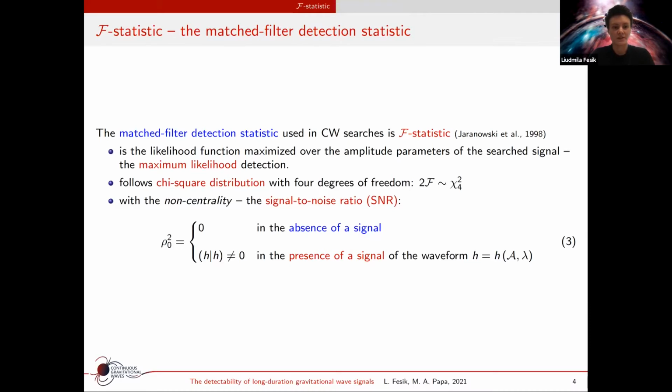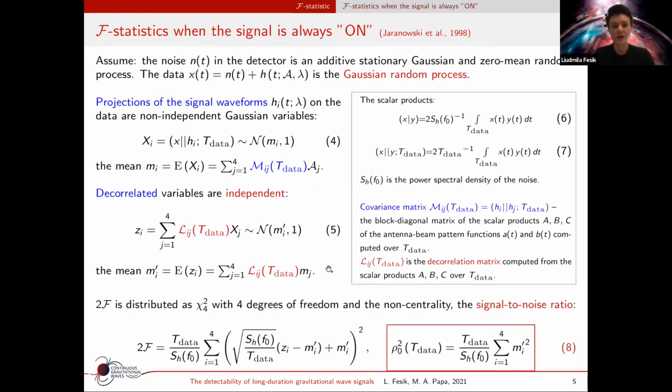The chi-square distribution has a non-centrality parameter that depends on the presence or absence of the signal in the data. So in the absence of signal in the data, the SNR equals 0. The SNR is the signal-to-noise ratio. In the presence of the signal, there is a non-zero non-centrality parameter. And the main question is how to compute the non-centrality parameter and how it differs for transient continuous waves. Let me first remind the main steps in deriving the F-statistic for the case when the signal is always on in the data. This case was derived in the paper by Jaranowski.